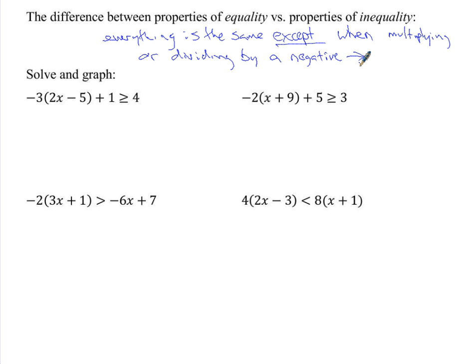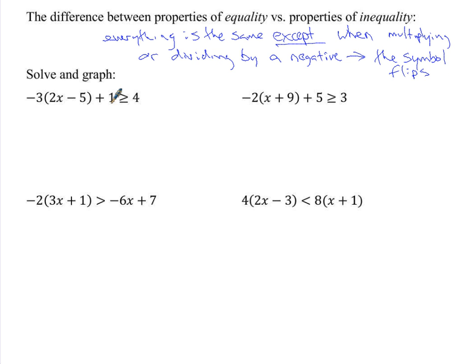The symbol. A sign is like a positive or negative. A symbol is like greater than or less than. Okay? When that happens, when you multiply or divide by a negative, the symbol flips. If it was greater than, it's now less than. If it was less than or equal to, it's now greater than. That is the important distinction between inequalities and equations. You have to remember that rule. Questions on that? All right, let's take a look at the first one then. I'll work through this one, and then we'll work together on the other three.